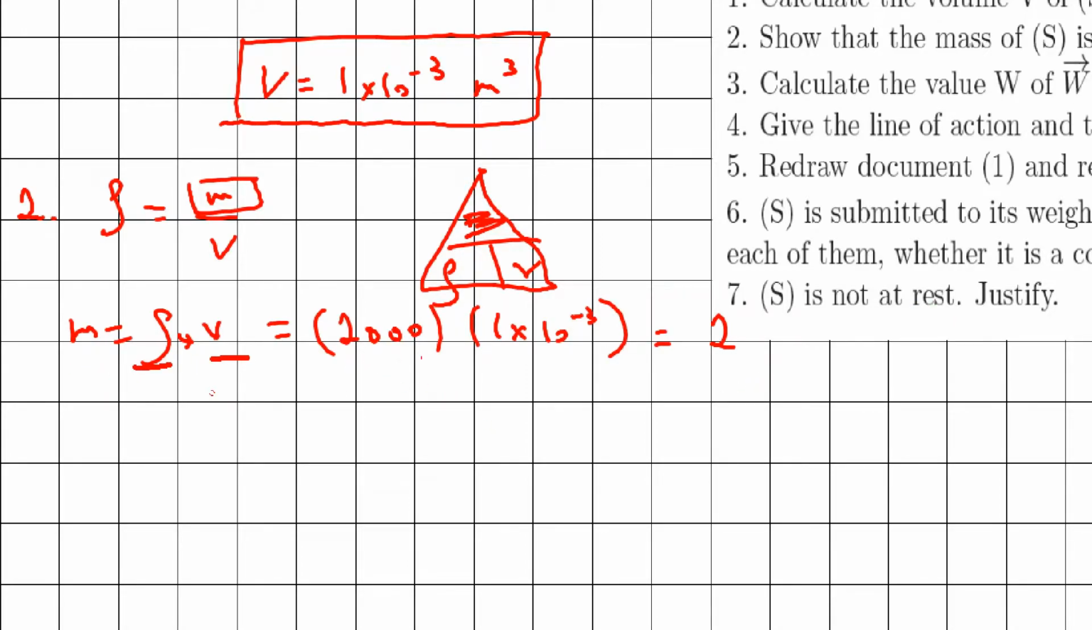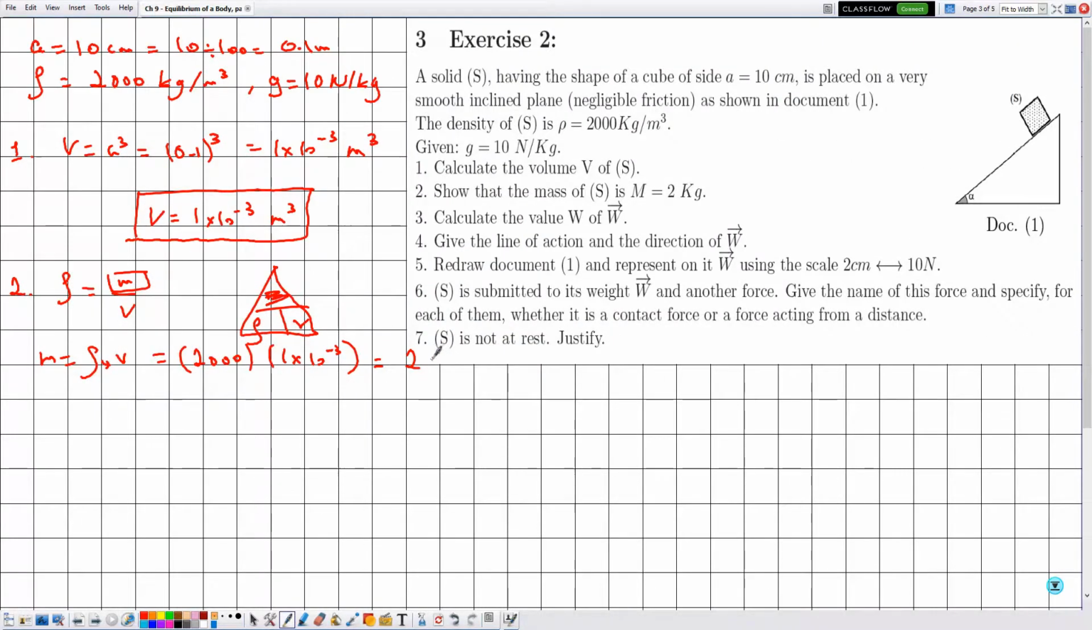Notice that here the density is given by kilogram per meter cube, and this is meter cube, so eventually they cancel with each other and the unit will be kilogram. So the mass in this case is given by 2 kilograms.